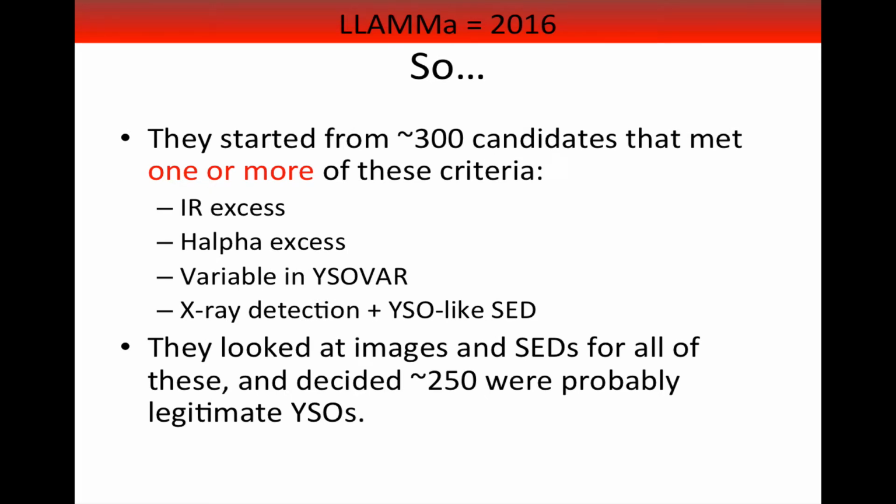So from those 17,000 sources, they came out with 300 candidates that met one or more of the four criteria: IR excess, H-alpha excess, variability in the YSOVAR data, and X-ray detection with a young star-like SED. Then for each one of those 300 sources, they looked at the images and the SEDs and decided to throw out about 50. So they kept 250 that they thought were probably young stars. Now we're going to come in.